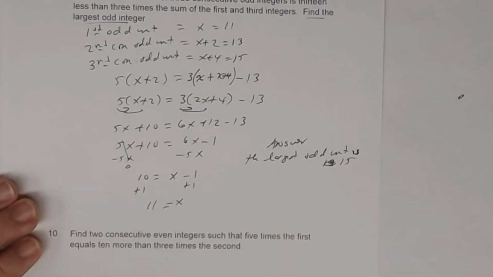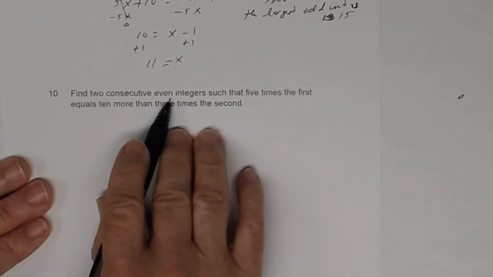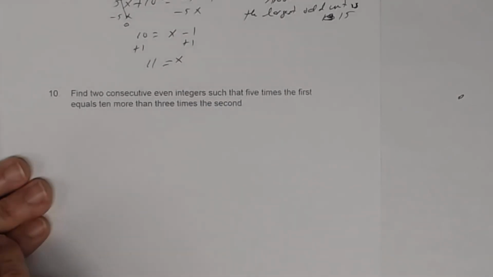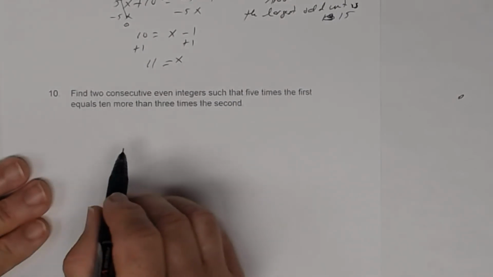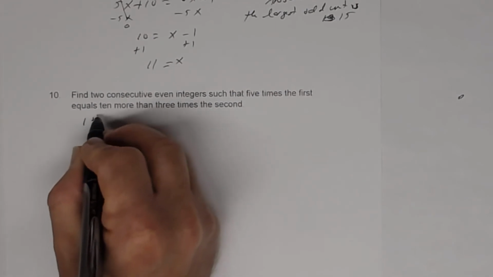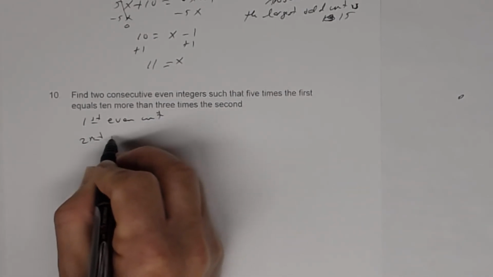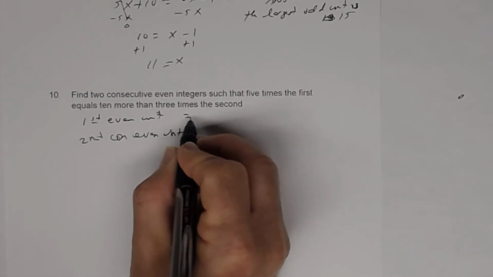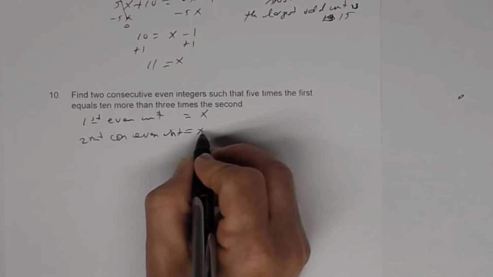All right, and then finally number 10, find two consecutive even integers such that 5 times the first equals 10 more than 3 times the second. All right, so you're looking at 2 this time, 2 consecutive even integers. So first even integer, and then second consecutive even integer. So let's go ahead and let x equal the first, then the second will be x plus 2.